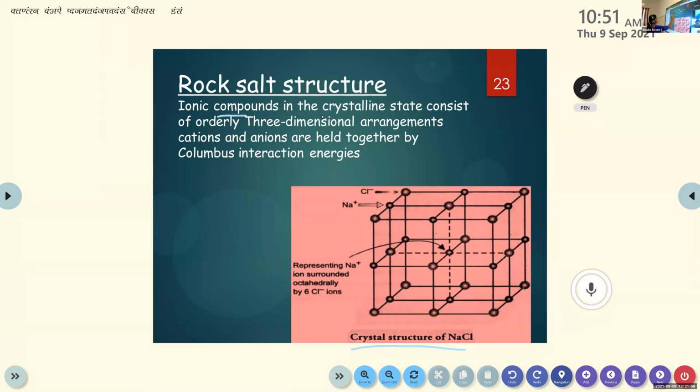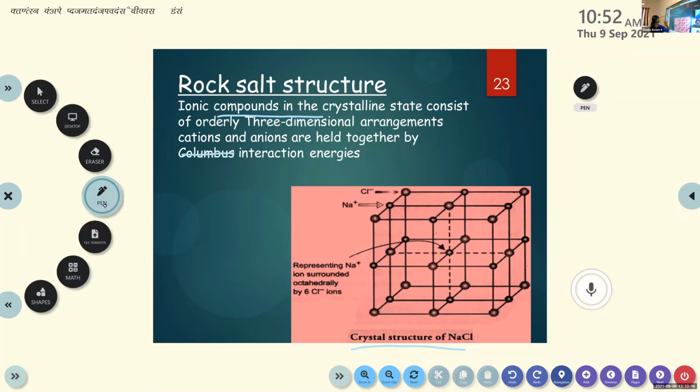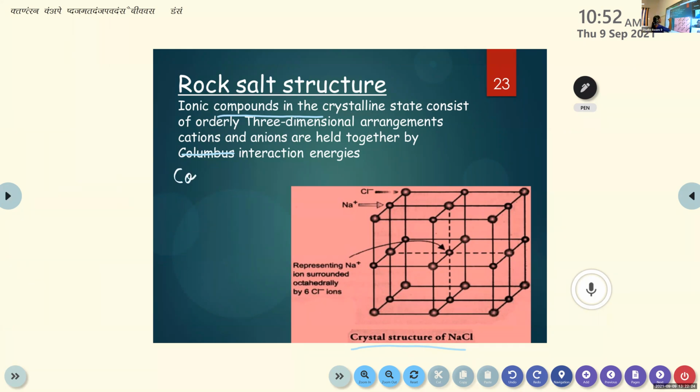So, ionic compounds in the crystalline state consist of orderly three-dimensional arrangements of cations and anions. They are held together by Coulombic force of attraction or Coulombic interaction energies. So they have different crystal structures. Here, the crystal structure of sodium chloride is known as the rock salt structure. Ionic compounds in the crystalline state consist of an orderly three-dimensional arrangement of cations and anions, held together by Coulombic interaction energies.